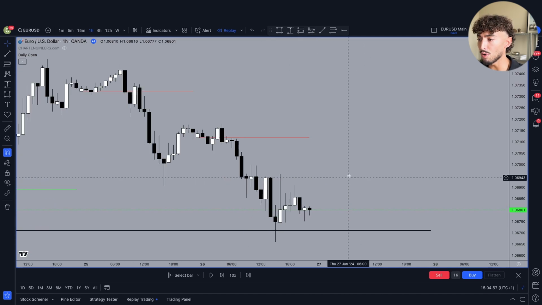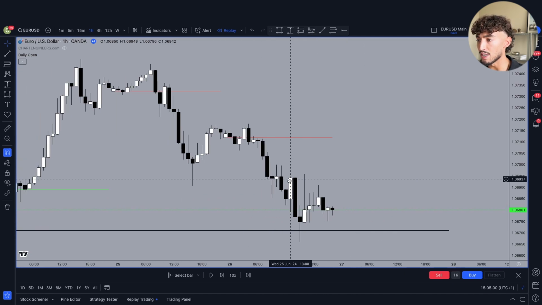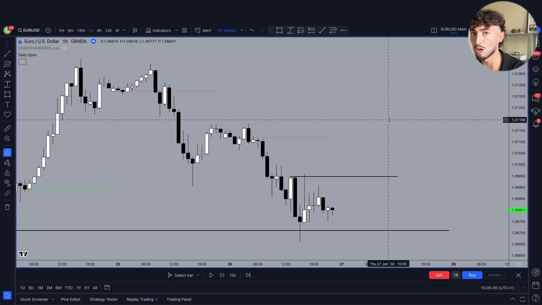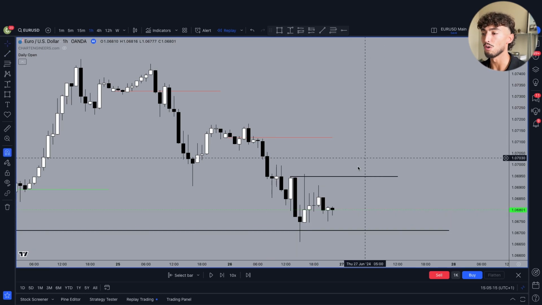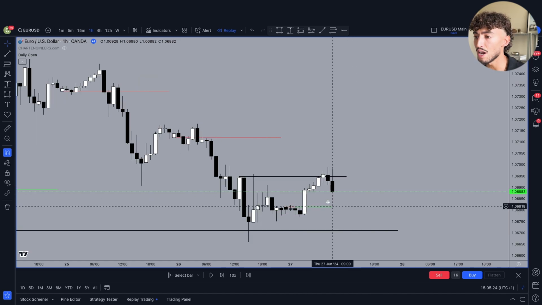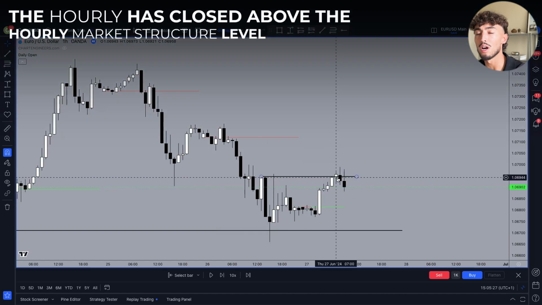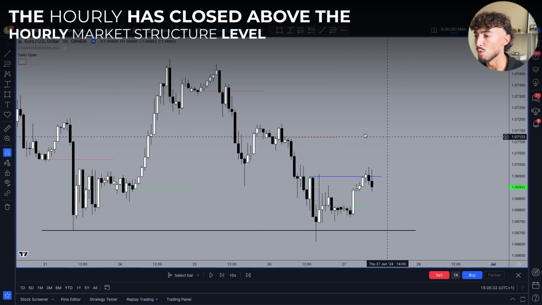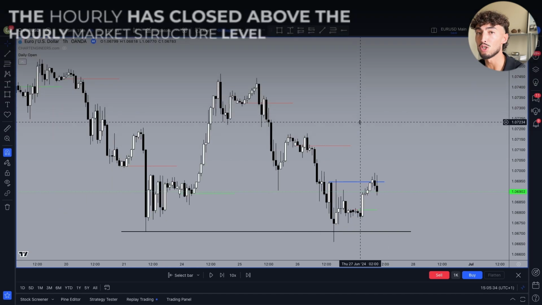And in this case here, this swing high here is the last swing high before the H12 sweep. This level here is our H1 market structure level. So right now I have to wait for the hourly to trade and close above this market structure level. So right now, as you can see, the hourly has closed above the hourly market structure level. So we can mark out the H12, H1 breaker zone.